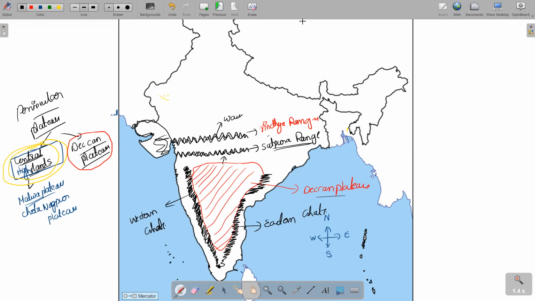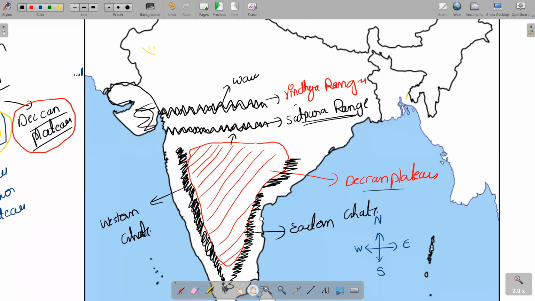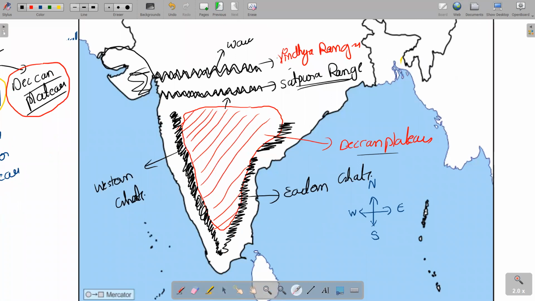So if you see the map carefully, at the center you have the Deccan Plateau. In the north is the Satpura range, on the western side the Western Ghats, on the eastern side the Eastern Ghats. The areas in between that I have left are plains, the Western Plains and the Eastern Plains. So for the Western Ghats you have to map the point like this only, drawing it all the way from top to bottom.